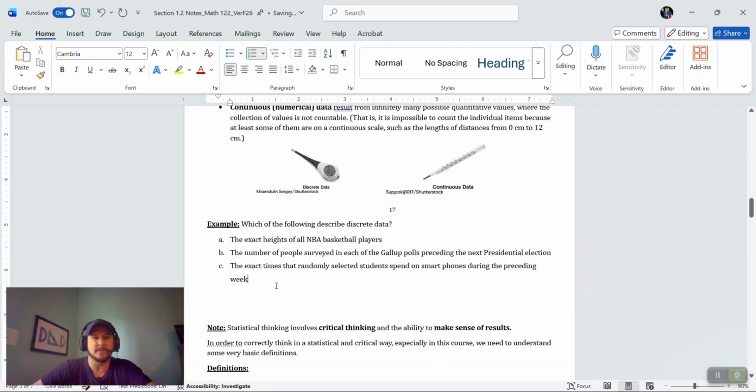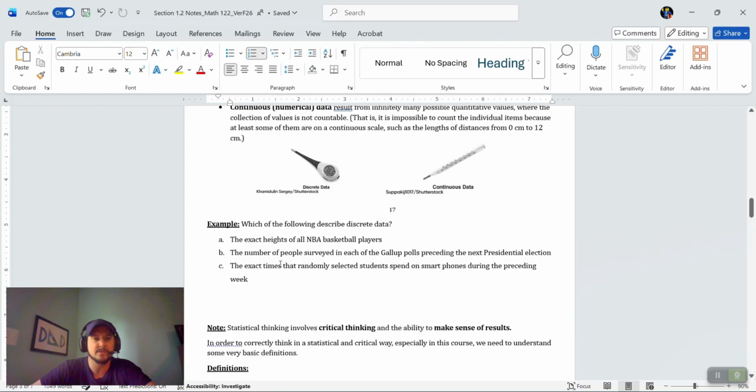But in case you're wondering, the correct option here is option B. And the reason for that is because we can get really granular with how we measure the exact heights of NBA basketball players. You can get down to the very nitty gritty when you're measuring that. So maybe your scale goes down to millimeters, and it can go down even further than that. And same thing with time.